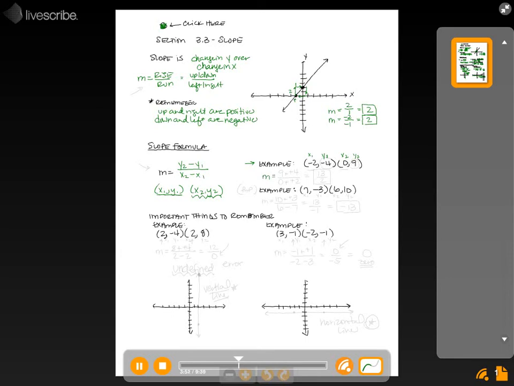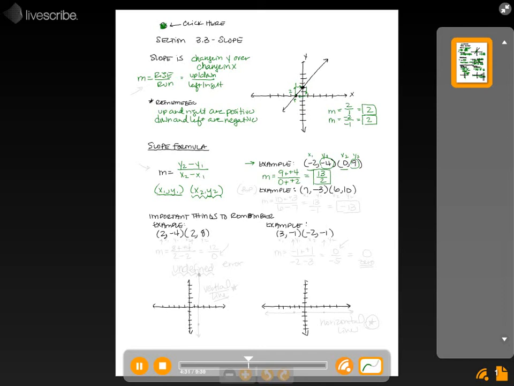So we would say m equals, well, our formula is y2 minus y1 first. There's y2, 9, minus y1, which is negative 4, so it's minus a negative 4, over x2, which is 0, minus a negative 2. We're going to simplify that. Now when you have two negatives together, remember they become a positive. Same add reverse. So it's really 9 plus 4, which is 13, over 0 plus 2, which is 2. So our slope is 13 over 2. And that's it. That's all we have to do.